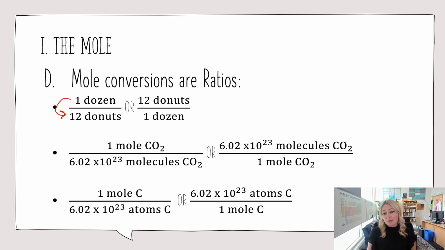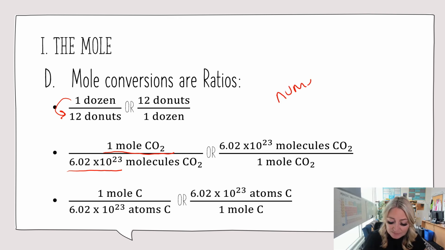So we can say the same thing as well for substances. We can say this for atoms and we can say this for compounds. For example, I could say that 1 mole of carbon dioxide is the same thing as 6.02 times 10 to the 23rd molecules of carbon dioxide. I can also flip that around as well and say 6.02 times 10 to the 23rd molecules of carbon dioxide is the same thing as 1 mole of carbon dioxide.